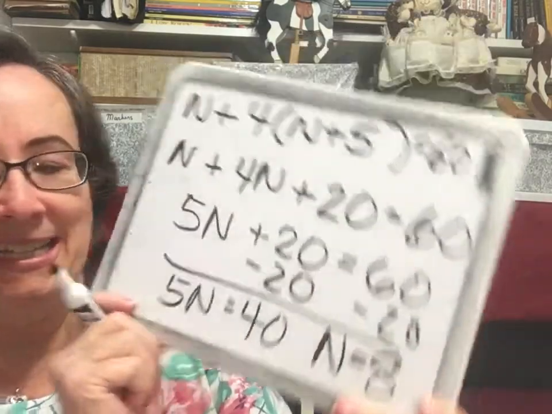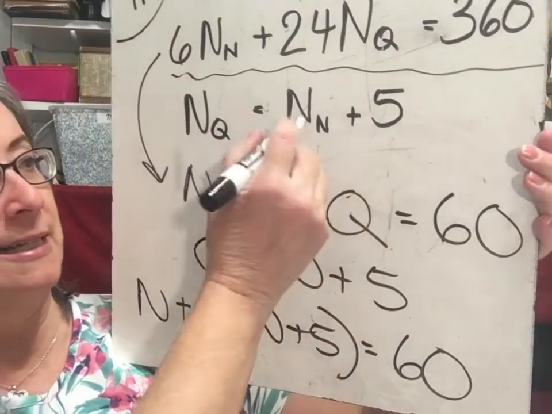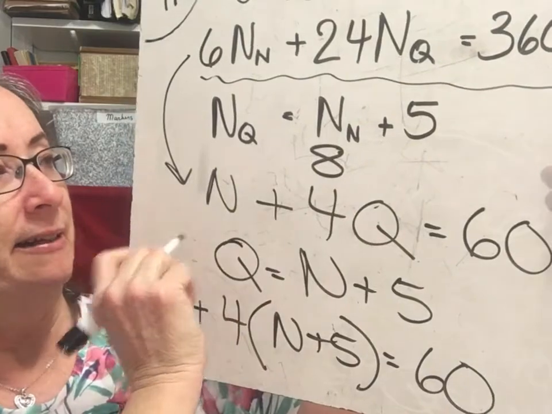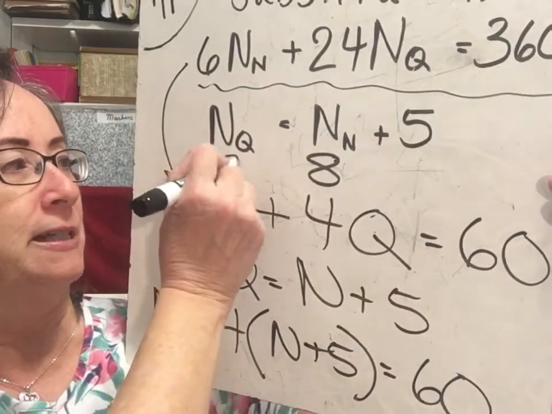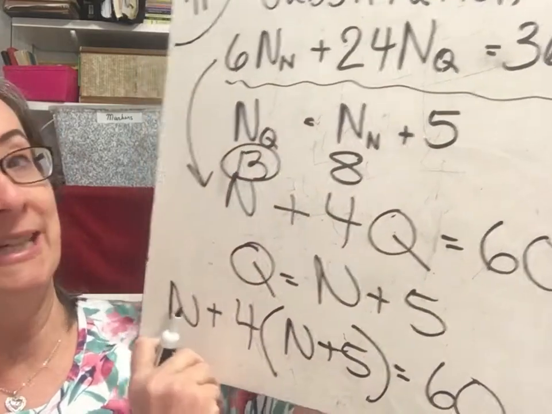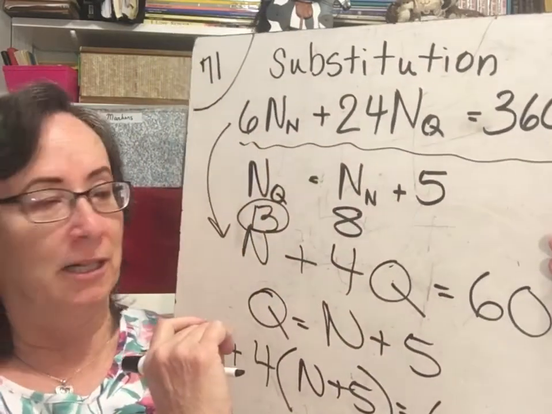So if n is 8, let's go back over here. Number of nickels is 8. Doesn't that mean number of quarters is 8 plus 5 or 13? Well, let's see if that's going to work back in our original equation.